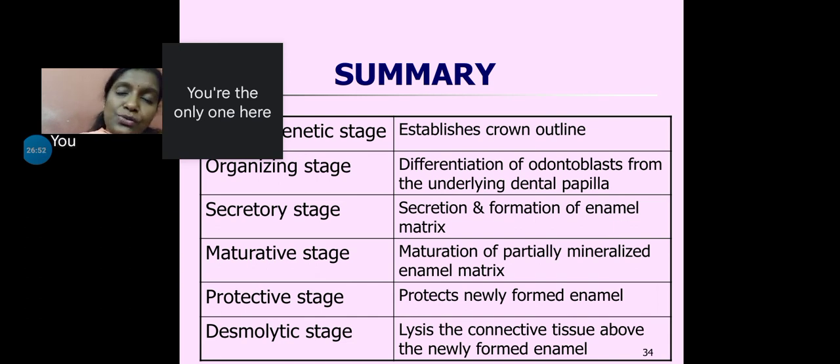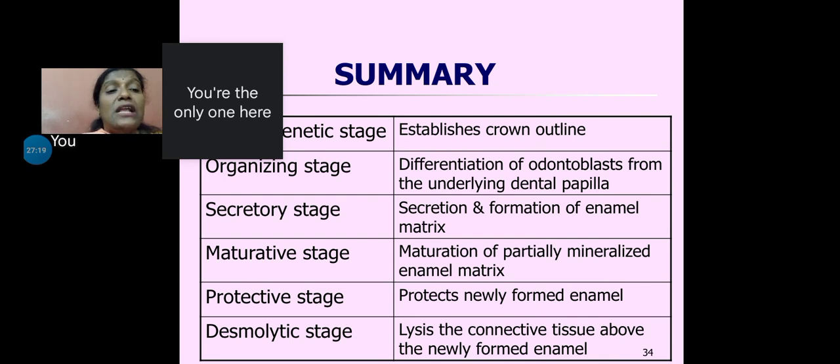Secretory stage is usually meant with the formation and deposition of enamel matrix by the ameloblasts. Maturative stage is the mineralization of a partially mineralized enamel. That is a primarily mineralized enamel, 30% mineralization. In the protective stage, the reduced enamel epithelium that forms protects the newly formed crown from the surrounding dental papilla. I've already told you what will happen if it doesn't protect it.